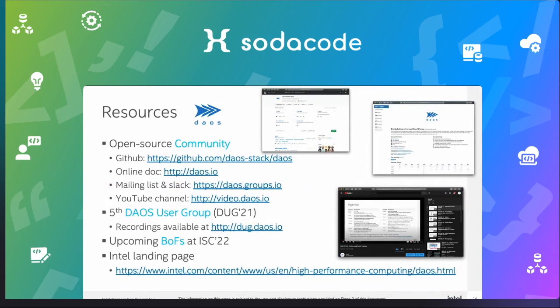As an open source project, DAOS has a lot of material available online. The source code is available on GitHub under the DAOS organization. We have online documentation on docs.daos.io. We have a pretty active mailing list and Slack channel that you can join through daosgroups.io. And we also post regular YouTube videos to present DAOS, explain how to deploy it, or cover specific areas.